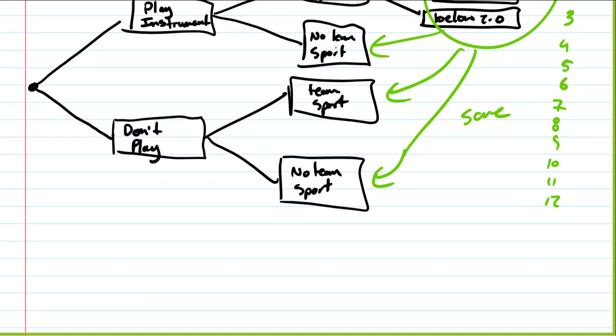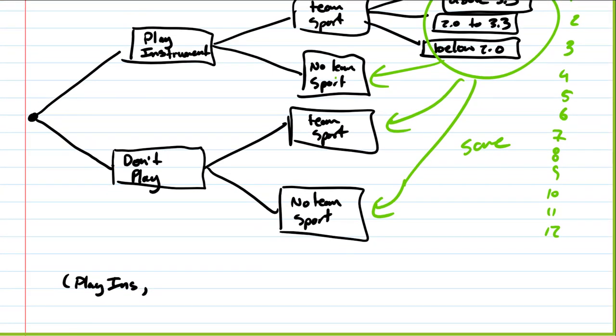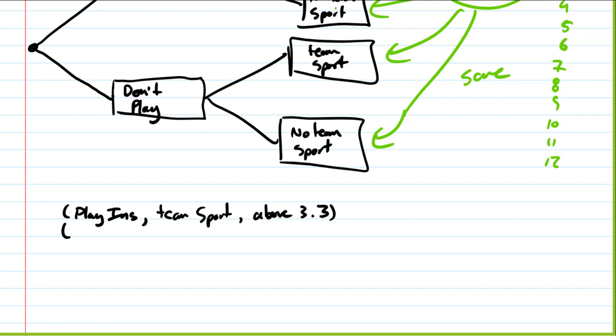So the first one is going to be play instrument. If we go all the way to the top, they play a team sport. And their GPA is going to be above 3.3. Then the next one's going to be the same 2 things, but it's going to be 2.0 to 3.3. And then the last one in the top branch is going to be the same two things again, but it's going to be below 2.0.